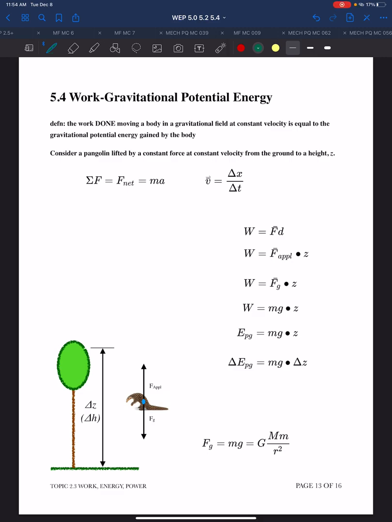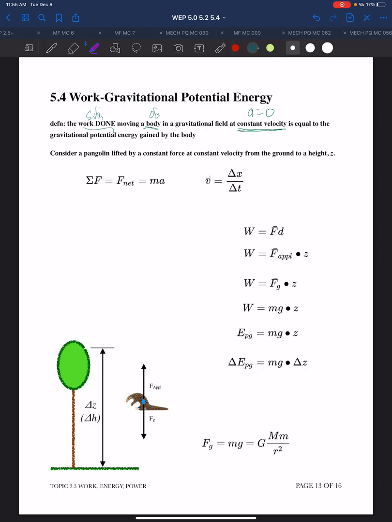So in this section, 5.4, we're going to take a look at the relationship between the work done on an object and its gravitational potential energy. And so we might say the work done by a moving body, or the work done moving a body. The work done is done by a subject. The body is the object. So the work done moving a body in a gravitational field at constant velocity, at constant velocity, that means the acceleration equals 0, is equal to the gravitational potential energy gained by the body. So the work done becomes the gravitational potential energy.